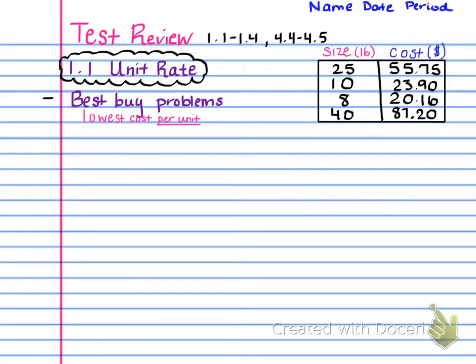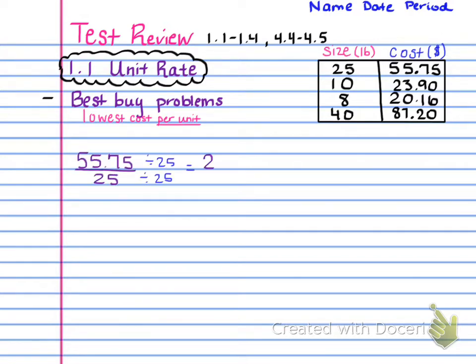Now, as you can see in these Best Buy problems, what we're looking for is the lowest cost per unit. So we're not looking for the lowest price, period. You could look at that in just a second and say, oh, the 8-pound bag is the least expensive. That's not what we're looking for. We're looking for the lowest cost per unit. So what that means is you have to find the unit rate for each one.